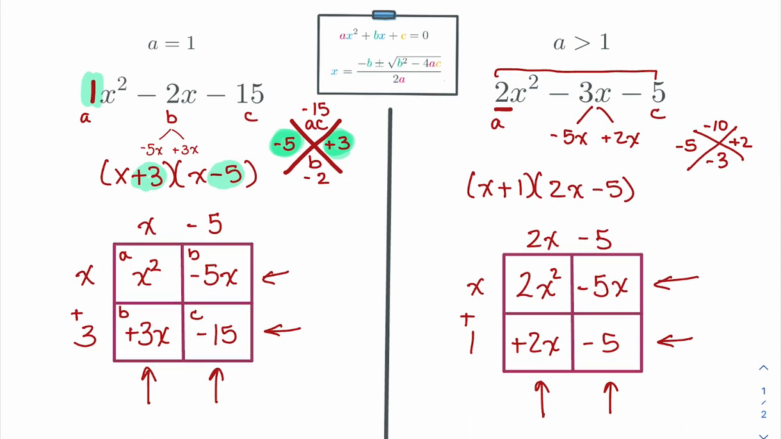And that is just your basic overview of factoring quadratics when the quadratic is already in standard form and your leading coefficient is either 1 or greater than 1.